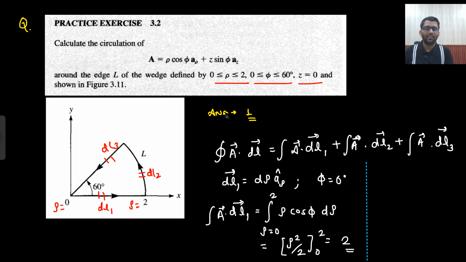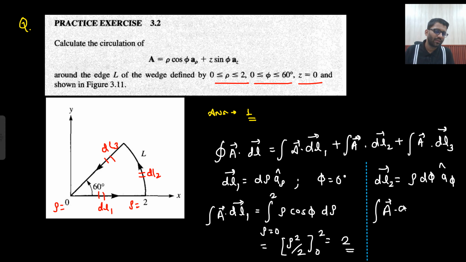Right? Now, what is your dl2? What is changing? Phi is changing. That means rho d phi a phi cap. So what do I need to do? A dot dl2. Is there any term of phi here? What you are going to do is, with rho d phi, you are going to take the dot product of a phi with this value. So a rho dot a phi is 0.